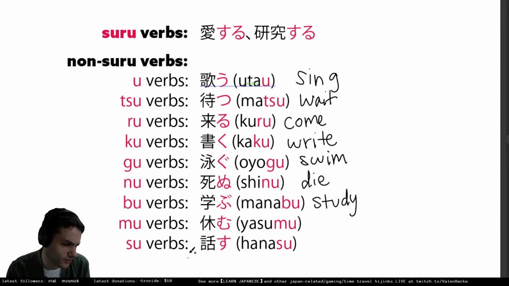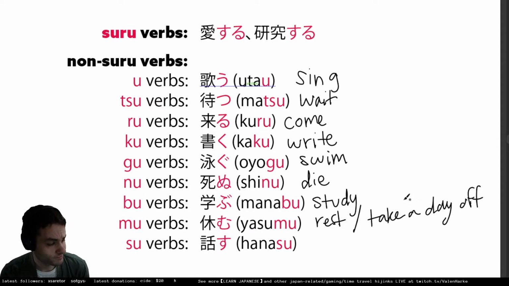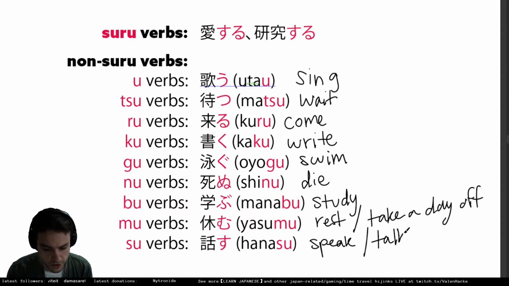Aaron Lieber says, that's jerk. That's how I like it in here, okay? Yasumu. Rest. It can also be used in cases where you say, like, take a day off, like from work. You could just say yasumu. Okay? Hanasu. Speak, or depending on the context, can also be used like talk.